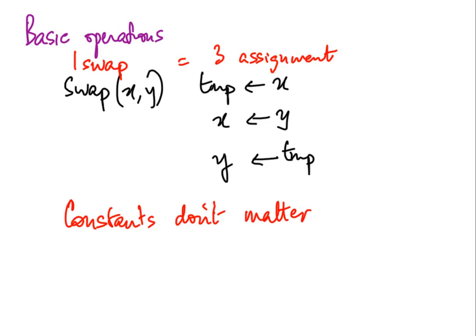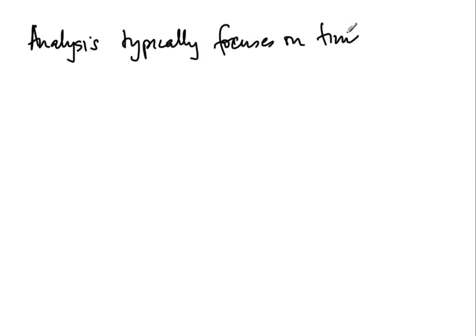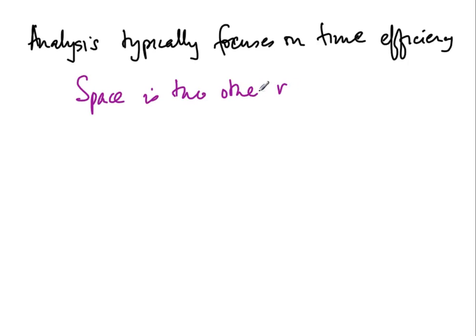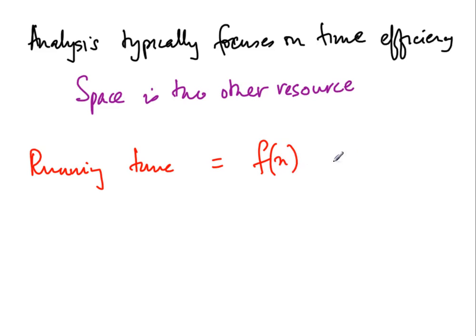Okay, so let's summarize what we have seen so far today. First of all, we saw that analysis typically focuses on time efficiency. Space is the other option, but we usually don't focus so much on space for reasons that we discussed. The other thing that we said is that typically the running time is a function of input size.